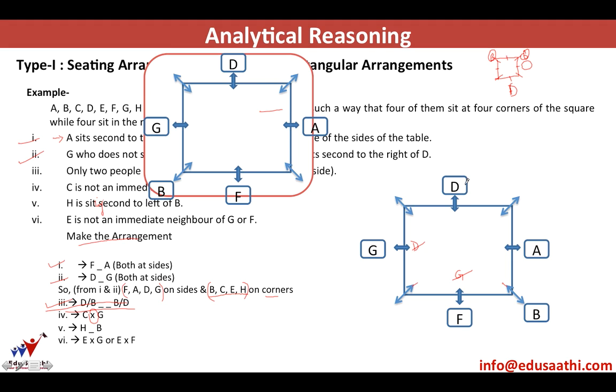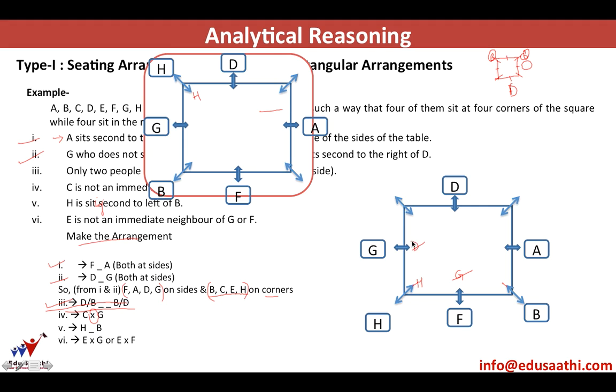Right? So this is one case, D and B. This is another case, D and B. Now we know C cannot sit with G, and H is second to the left of B. So if B is sitting over here, H will be sitting over here in this case. In this case, H would be sitting over here. So this comes over here. So now you have two places empty for C and E.